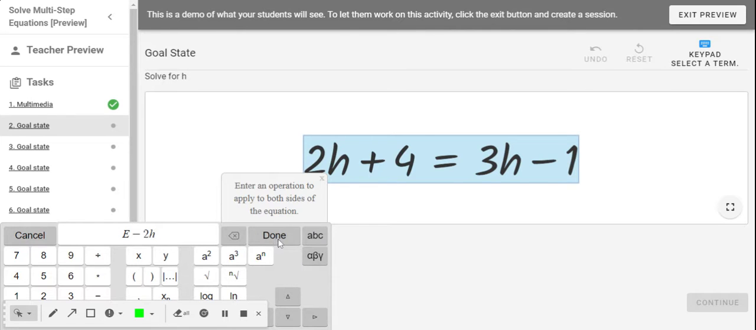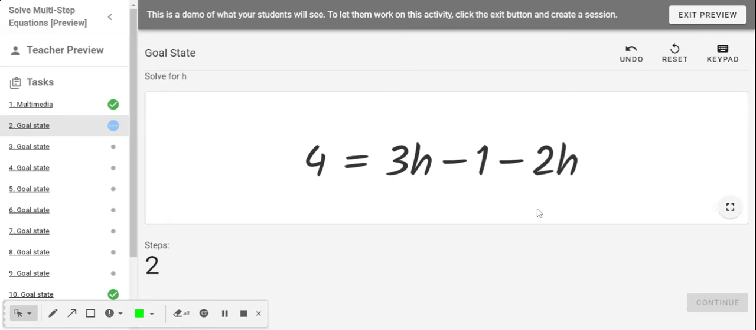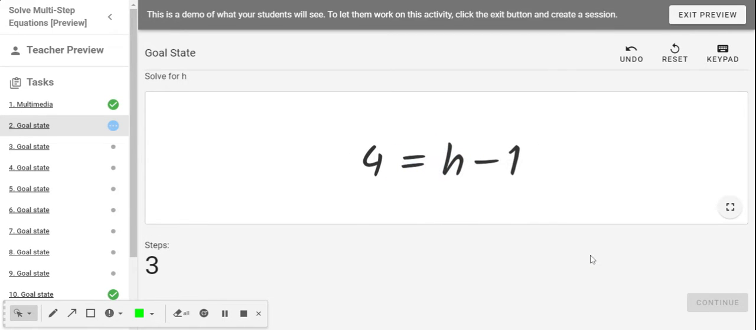So I'll click done, and you'll notice that it creates a new equation, both with the negative 2h on each side of the equation. So what we can do is gather our like terms. Let's bring this negative 2h term here, and we're going to combine those two like terms to zero them out. Same thing here. I'll take the negative 2h, grab the whole term, and add that to the 3h term. So 3h plus negative 2h is h.